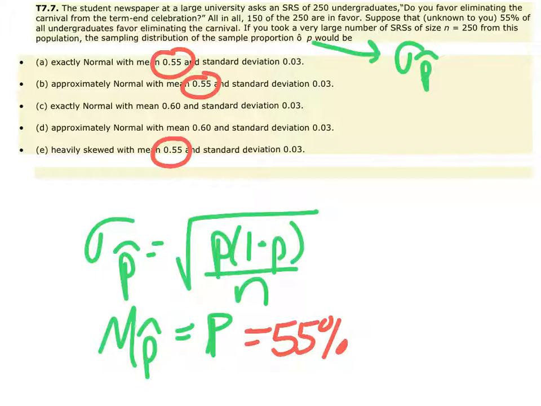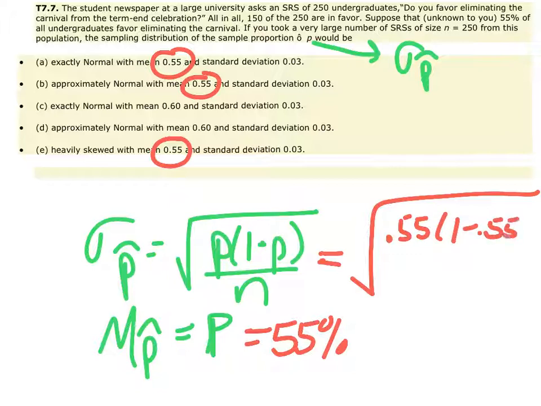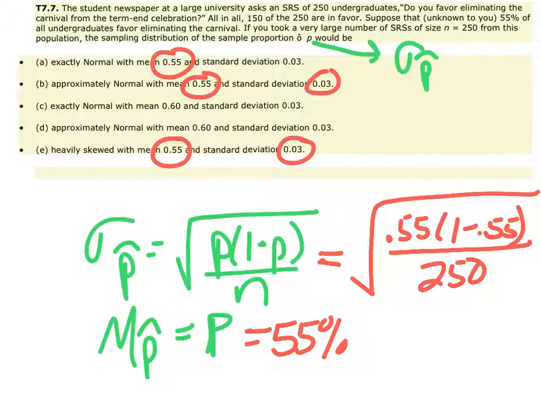Now if you look at the standard deviations, they all do have the same standard deviations, but let's just confirm it. The calculation you would do for this is going to be the parameter value, so the true population is 0.55. 1 minus 0.55 would be 0.45, and then over our sample size of 250. If you do compute this, you're going to get those same three answers. So then it comes down to the type of sampling distribution in terms of shape. Is it heavily skewed? Is it approximately normal? Or is it exactly normal?